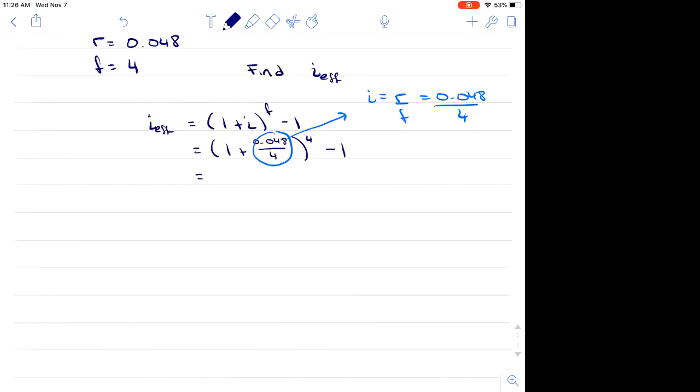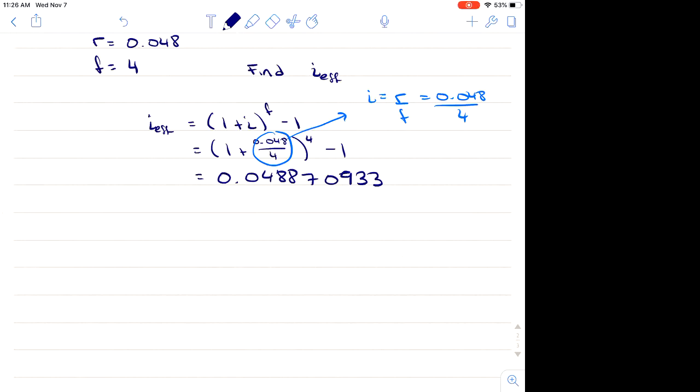Maybe I'll just skip straight to it. It's almost easier. 0.048870933 is what I get. You have to remember to subtract that 1, right? Your rate is always going to be a small number. So what does that mean? We have an effective interest rate of 4.887%. Right? So an annually compounded rate of 4.887 is equivalent to 4.8 compounded quarterly.